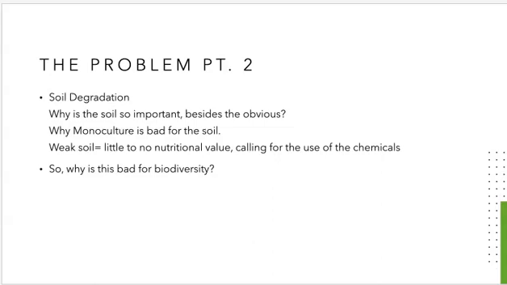Why is it bad for biodiversity? It's bad because with only growing one crop, the crop is lacking healthy nutrients provided by co-growing plants.